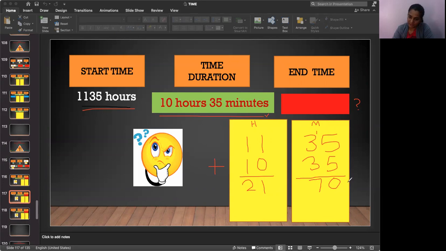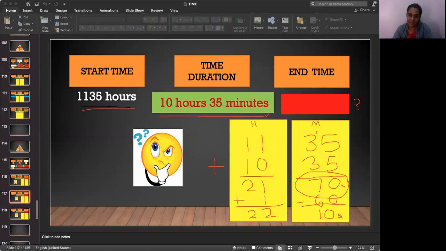Now, please, I hope you know that 70 minutes is more than 60 minutes. Thus, it needs to be converted. And how do you do that? You take off 60 minutes from the minutes because it's an hour, and you add 1 hour into the hours column. And that will give you 22 here and over here 10 minutes. Okay, 22 hours and 10 minutes.